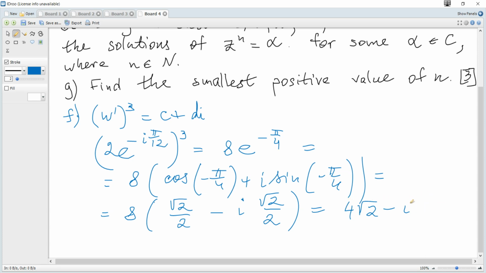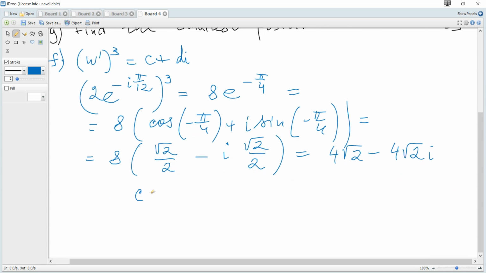Or 4 root 2 i. Hence, C is 4 root 2 and D is negative 4 root 2.